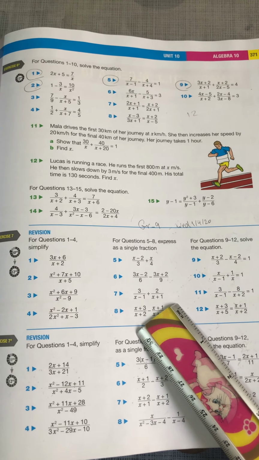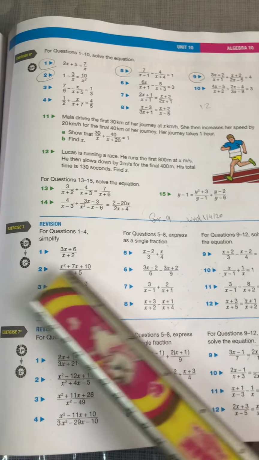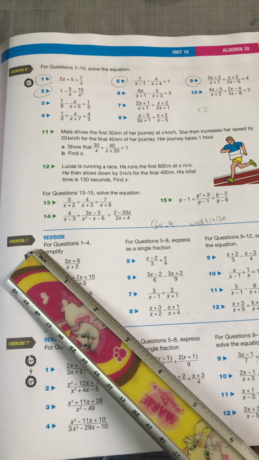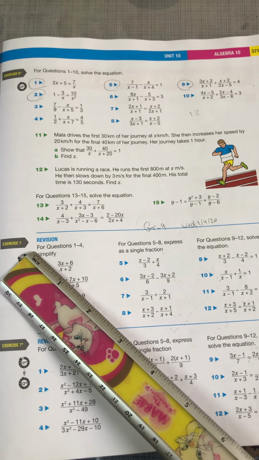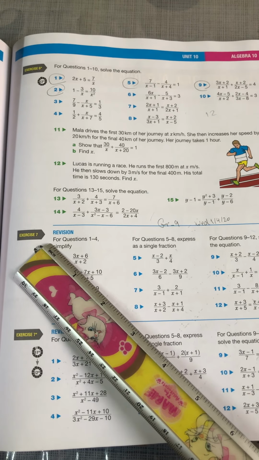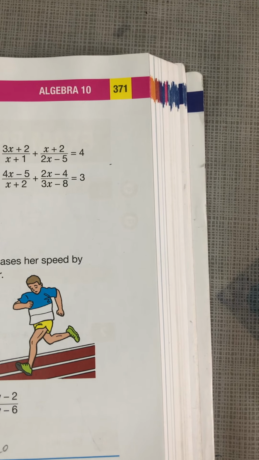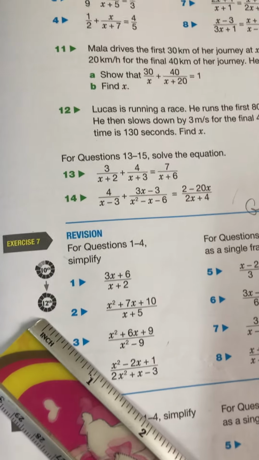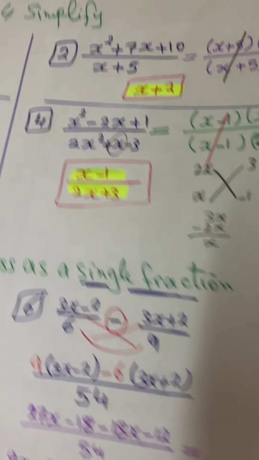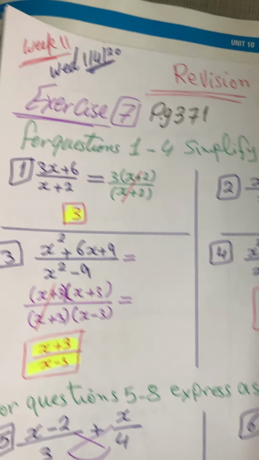Our period today will be revision. Revision for how we can simplify fractions, how we can express two fractions as a single fraction, how we can solve equations like this. Okay, our lesson is on page 371. I will solve with you some problems from exercise 7 and exercise 7 star. So today we have revision from exercise 7 and exercise 7 star.